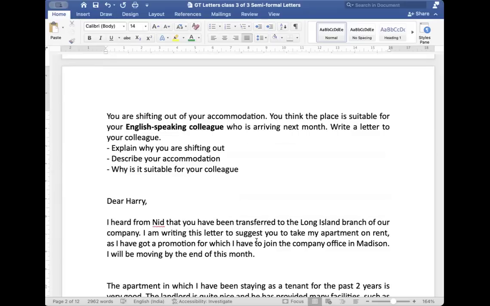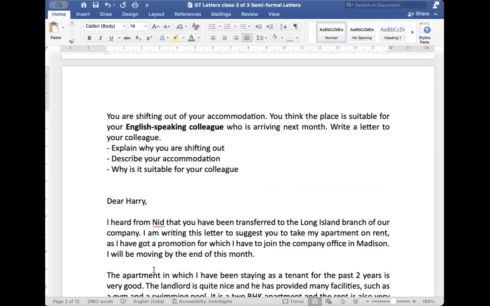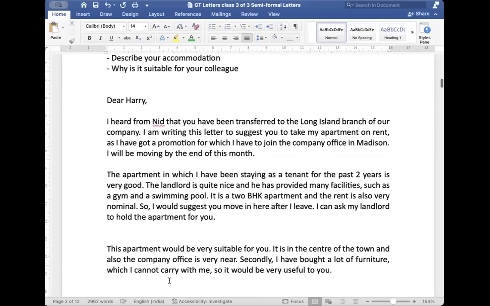I'm writing this letter to suggest you to take my apartment on rent as I have got a promotion for which I have to join the company office in Madison. I'll be moving by the end of this month. So I've just named two places. Our company, I wrote that, because this colleague is from the same company.